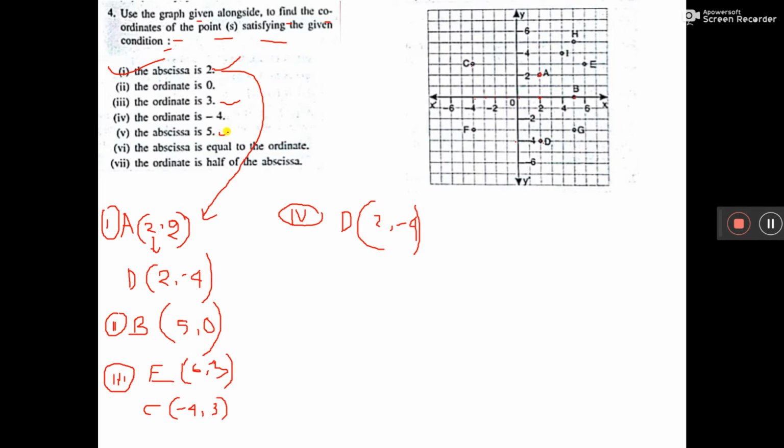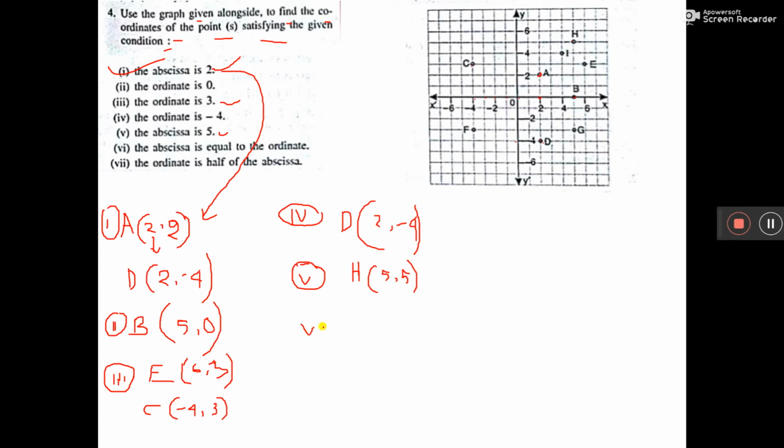Then sum number 5, abscissa 5. Abscissa 5 means x is 5. So 1, 2, 3, 4, 5. For abscissa 5, 1 point we got is B, and here we will get point A also. What is the coordinate of A? Here, 1, 2, 3, 4, 5, 1, 2, 3, 4, 5. So A is 5 comma 5.